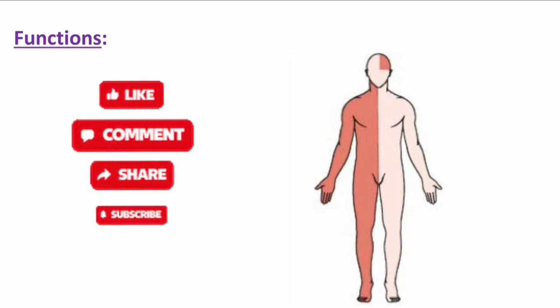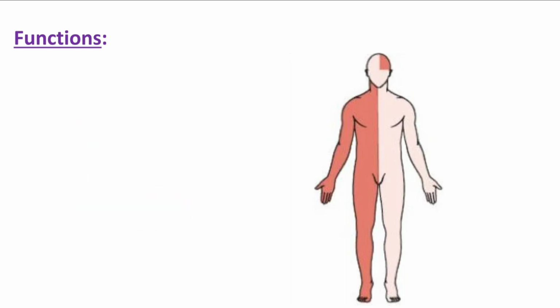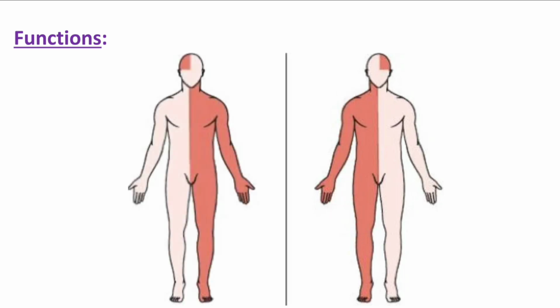Now let's see what are the functions of this area. This area basically initiates movements, and electrical stimulation of this area leads to the contraction of groups of muscles on the contralateral side of the body. It means that the left cerebral cortex, or this left-sided motor area, will cause movements in the right half of the body, and the right motor cortex will initiate movements in the left half of the body.